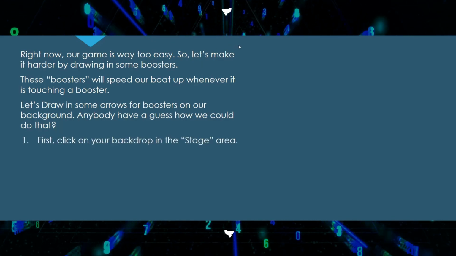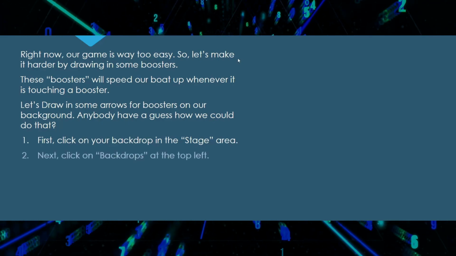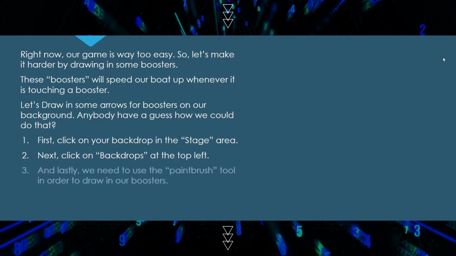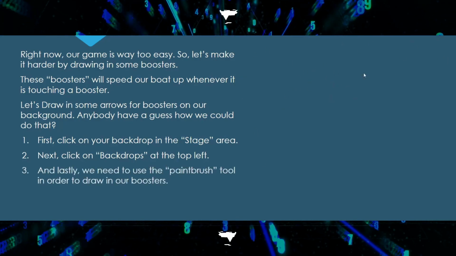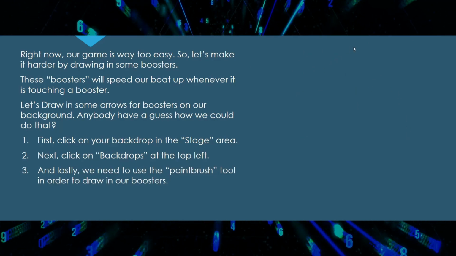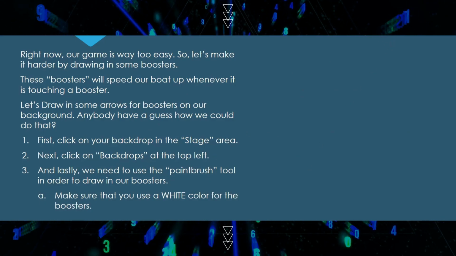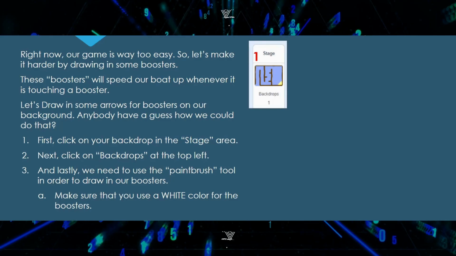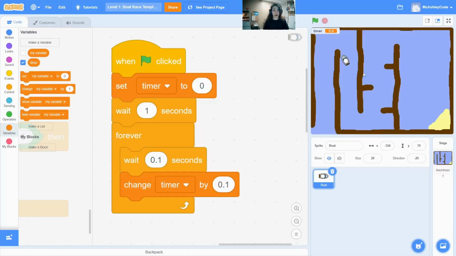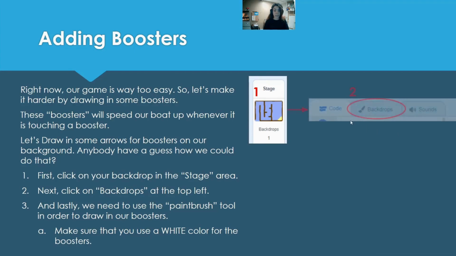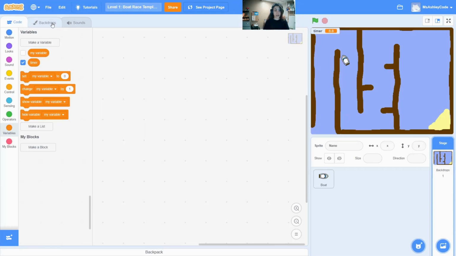Well, you've guessed it. We're going to click on our backdrop in the stage area, and then click on backdrops on the top left. And then lastly, we will use the paintbrush tool in order to draw in our boosters. Make sure that these are used in a white color for the boosters. So the first step, we're going to navigate to the right side of our editor to the stage and click on the stage. Let's then click on the top left, where we can click on the backdrops tab.